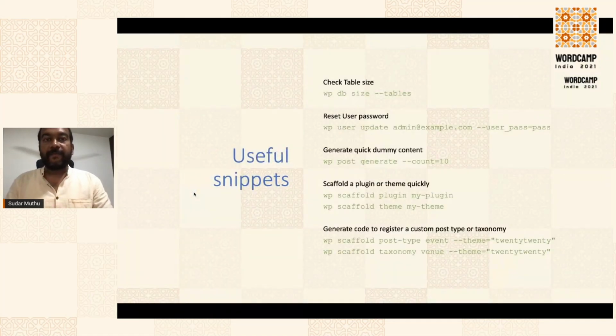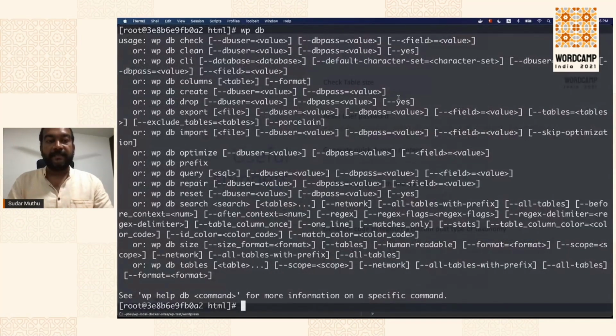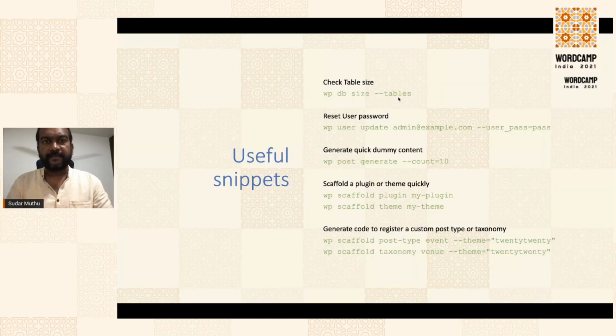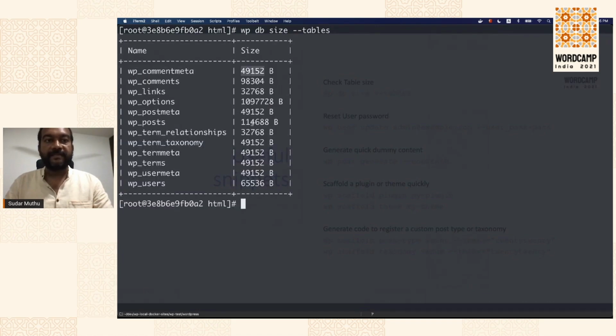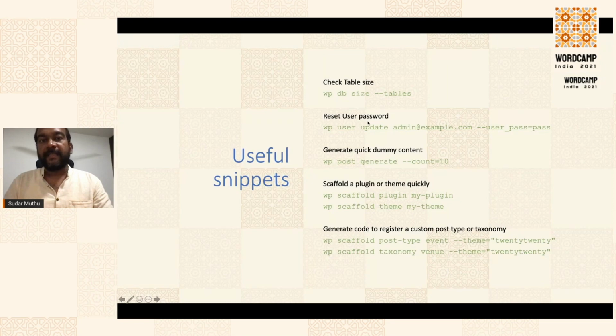Okay. Now moving on, these are some very useful snippets that I personally use, so you can also try them out. There is this snippet which you can use to find out the size of different tables: wp db tables, wp table size tables. It will list out how much storage each table is taking up and things like that. In case you want to reset a password for a specific user, you can use the snippet wp user update, and you can specify either an email address, a user login, or the user ID, and then --user_pass equal to the password that you want to use.